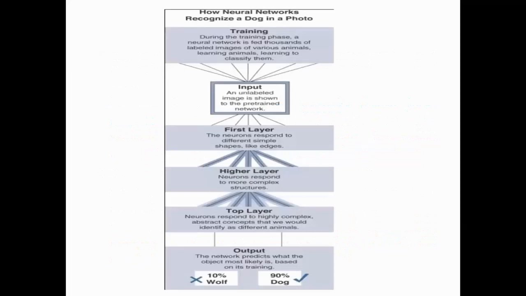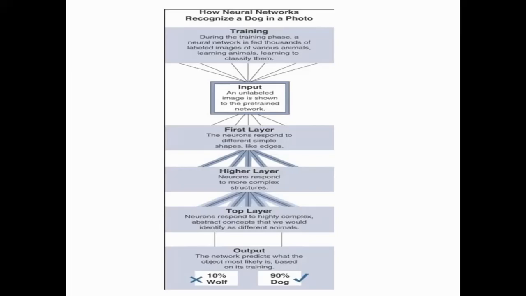So how does a neural network recognize a dog in a photo? In the training phase, a neural network is fed thousands of labeled images of various animals. It will learn the animals based on the labels, and it will learn to classify them. So if one unlabeled image is there and you have a pre-trained network, you have to pass that image through the layers. In the first layer, suppose the neurons respond to different simple shapes like edges or something.